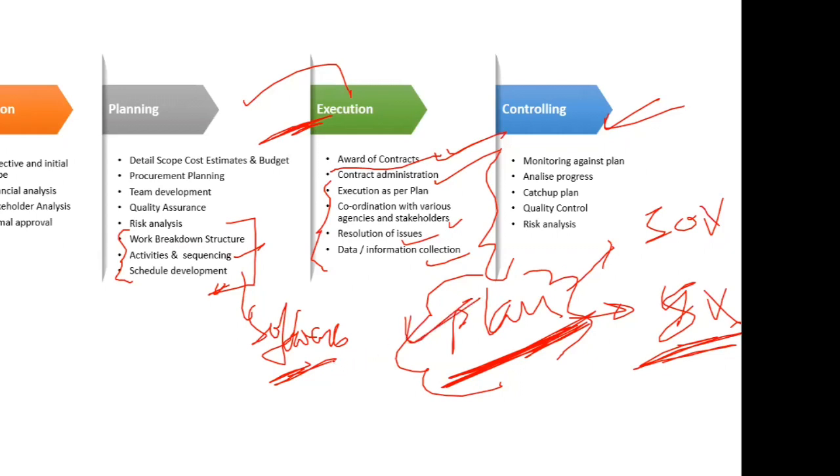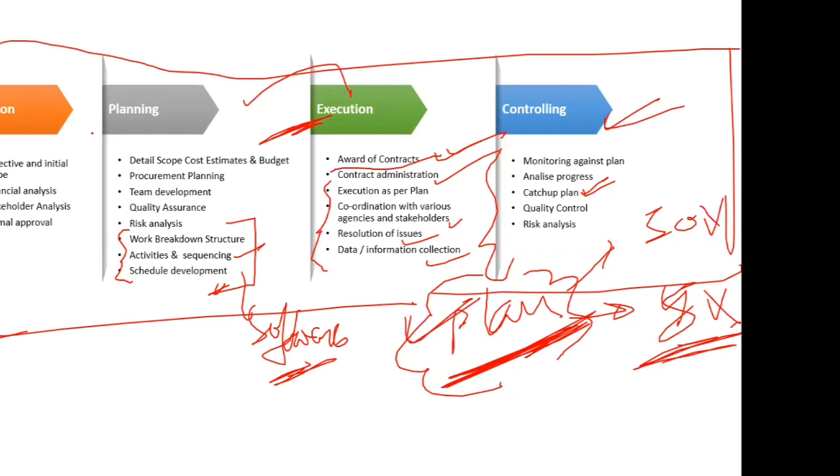So for that, you need to know the concept of weightage. You need to know how to break into WBS. You need to know how to break it down into the activities and all, right? Analysis of progress, catch-up plan. If you are getting delayed, you need to know what is catch-up plan, how it works. Okay. Quality control and risk analysis. Okay. So these are the different activities you execute during these stages.